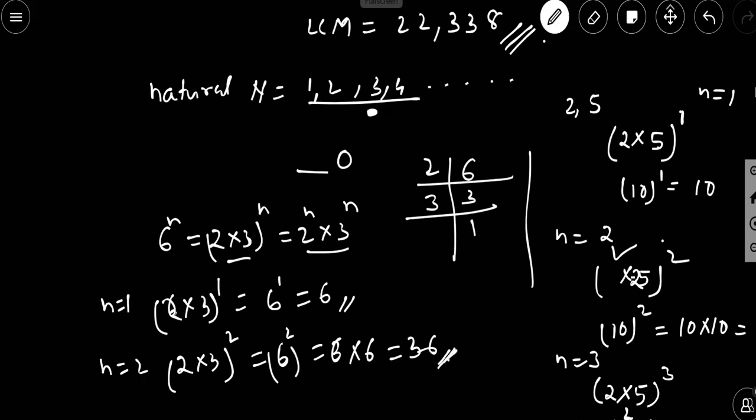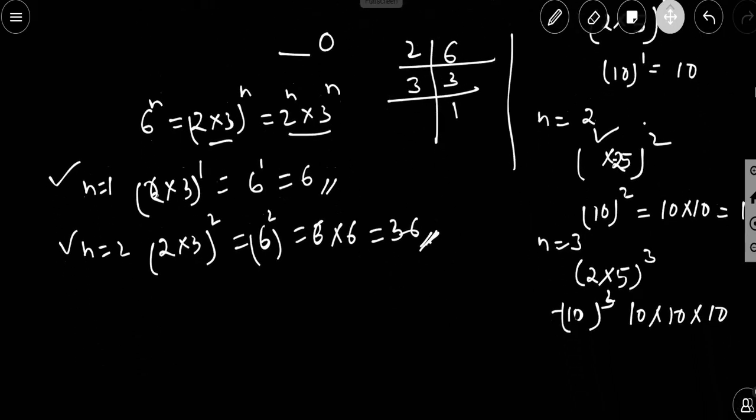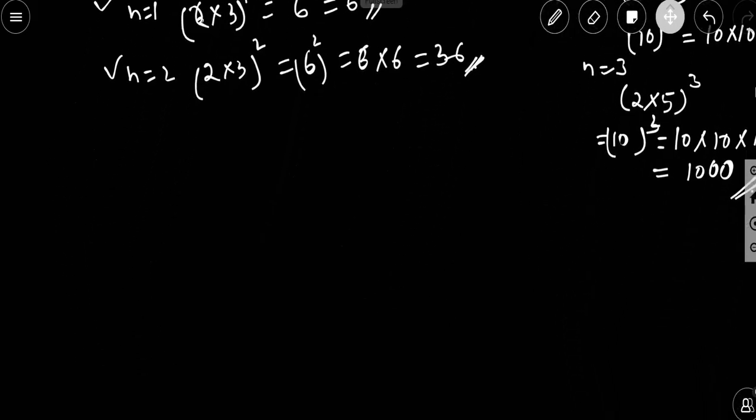So I have shown you for n is equal to 1 and n is equal to 2. If you want, you can verify with two more numbers. You are not going to get the last digit as 0. So if you are not going to get the last digit as 0, that means what we have to write?